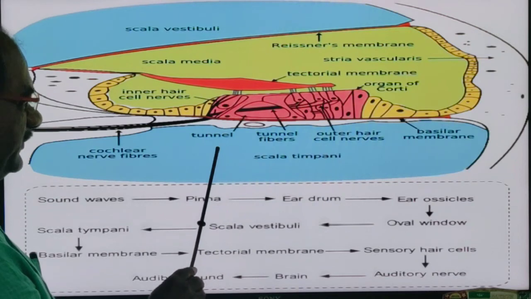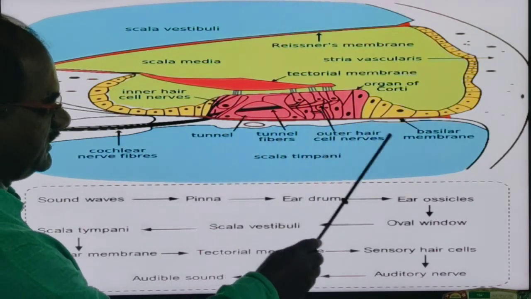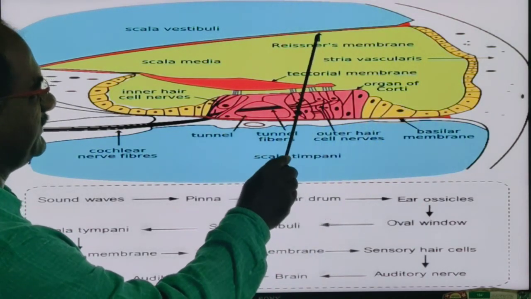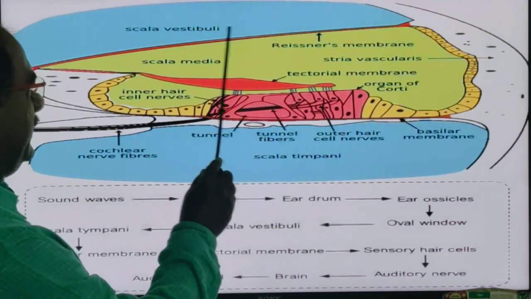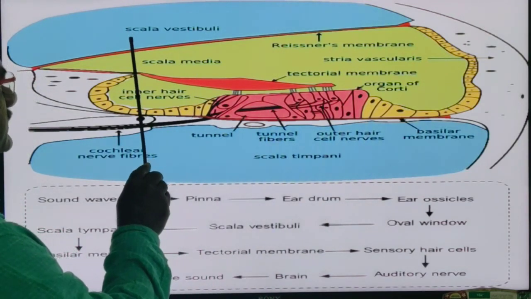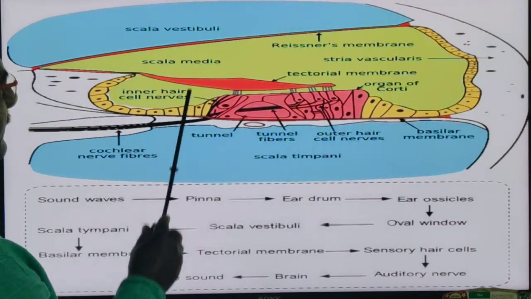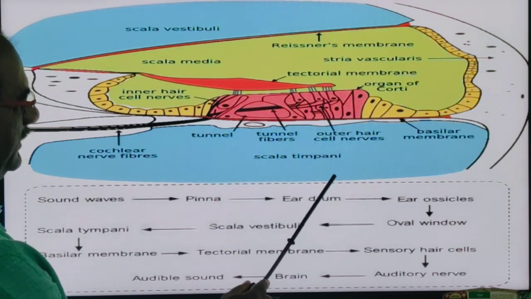It consists of cranial fiber, outer hair cells, nerves, and here the basilar membrane, because two types of membrane are present in this region: one is Reissner's, another is the basilar. Three structural layers are present: scala vestibuli, scala media, and scala tympani.